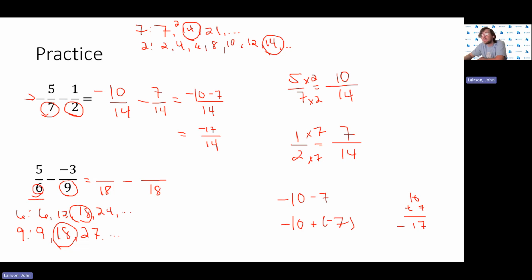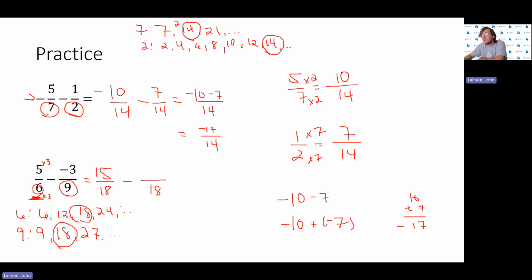So let's look at the 5 over 6 one. How did I go from 6 to 18? It's the third number in the list, or 6 times 3. So I'm going to take 5 times 3, which is 15. So that's going to be the top of this fraction.